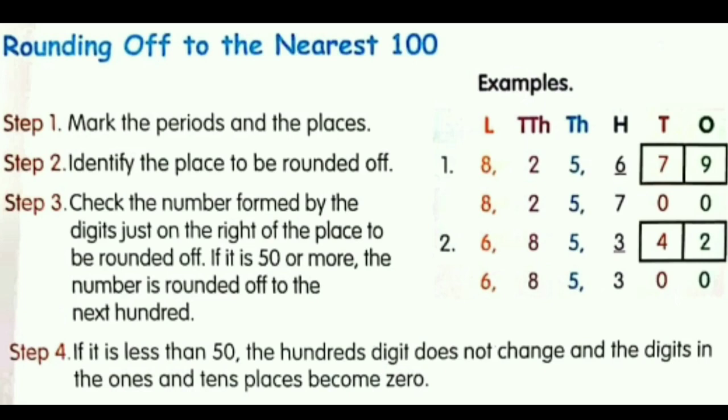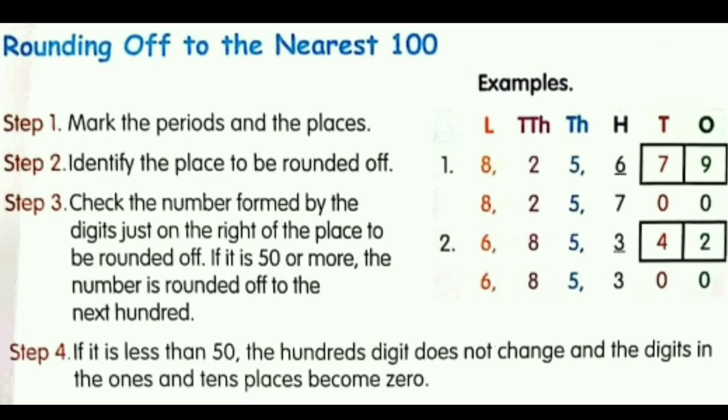Similarly, in the next example, if we look closely at the 100, tens and ones place, the digits here are 3, 4, 2. Now at the tens and ones place there is 42. Now 42 is less than 50. Then what do we need to do? We need to just put a 0 at the tens and ones place, and the 100 place will remain the same. So the round off of 685342 will become 685300. So in this way you can directly round off the numbers to the nearest 100.